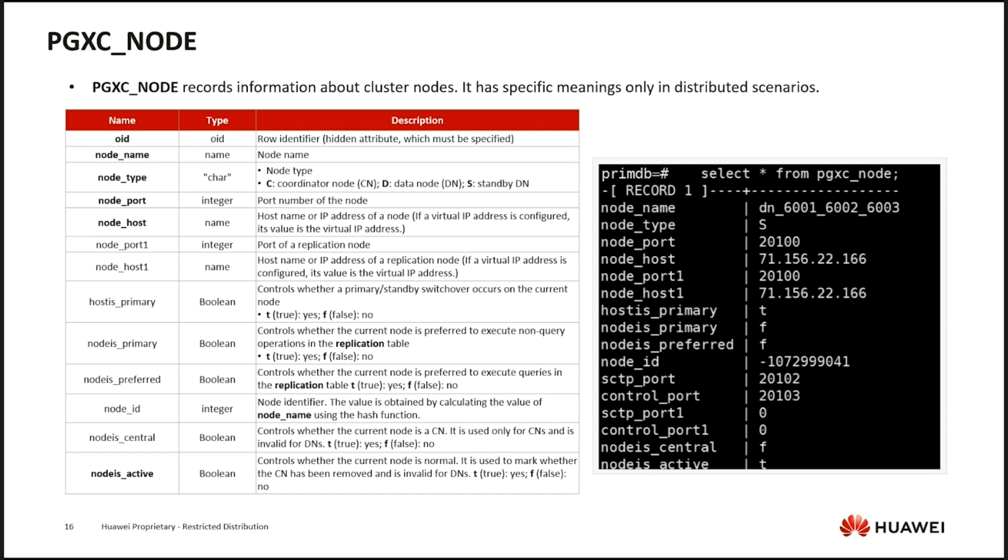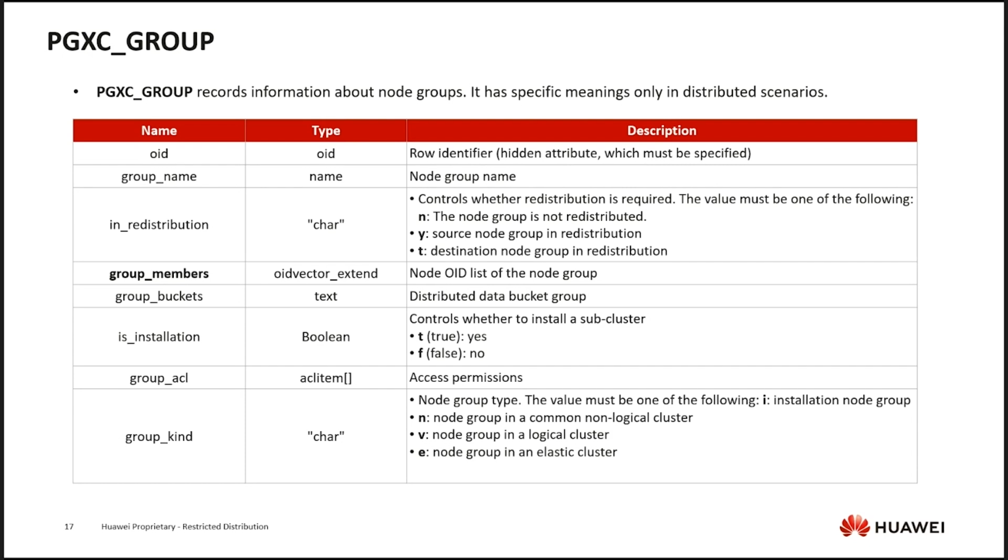Nodeis_active indicates whether a CN is normal. t indicates that the CN is normal, and f indicates that the CN has been removed. The figure shows a record that is directly queried from the catalog through a select statement. This record includes important information such as the host, port, and the type. In distributed scenarios, there is also the concept of a node group. A node group contains the OID list of all nodes, that is, group members, which is used to query the node list of a group.